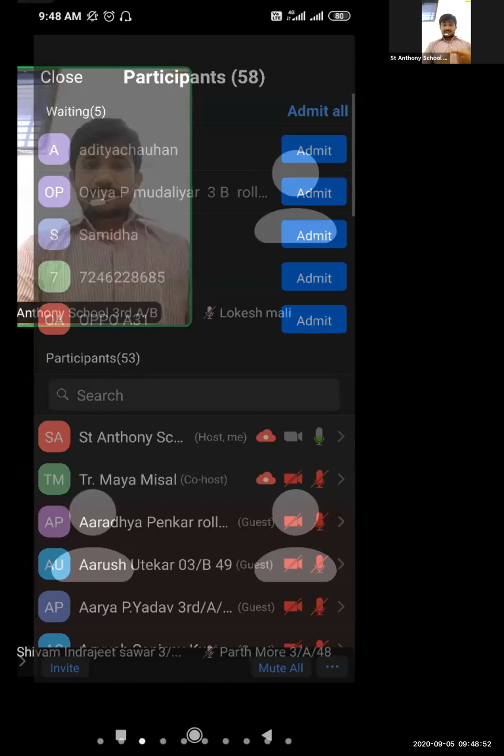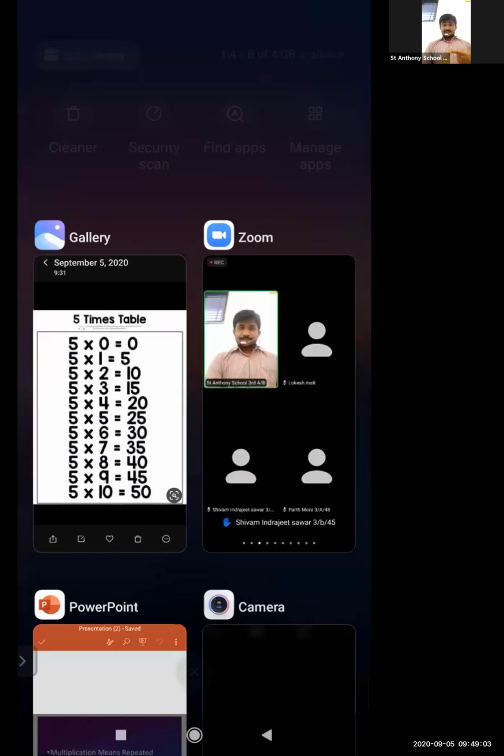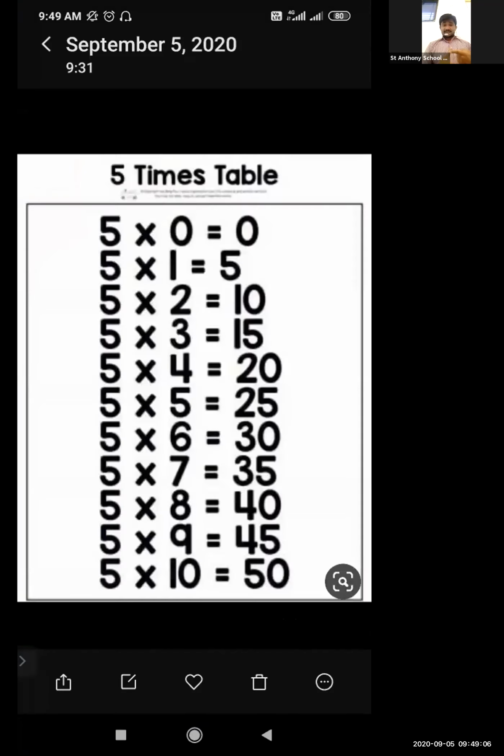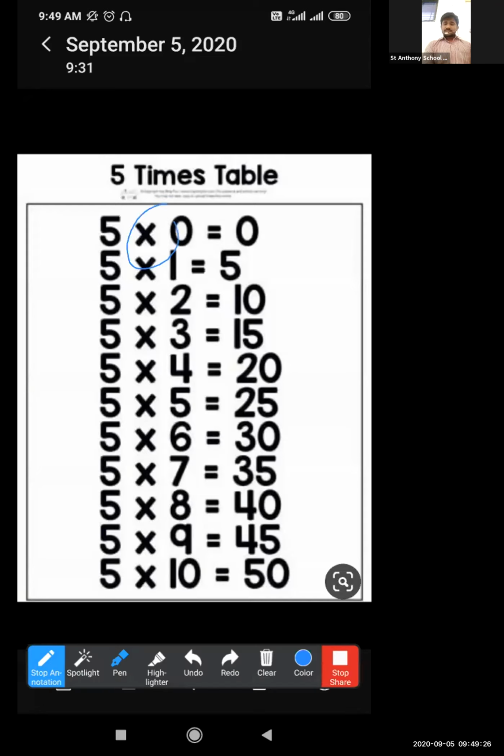Okay. Now I'll be proceeding with the 5 times table, right? Yesterday we learned the table of 2. So now I'm taking the example of 5, the table of 5. Please observe the table. You all know that this cross is the multiplication symbol.